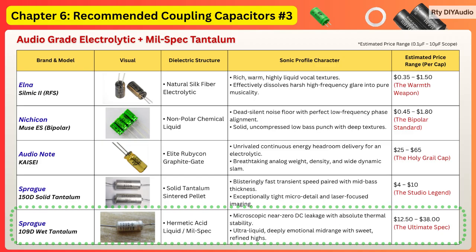Armored in a hermetic acid-liquid Mil-Spec casing, this elite package seals direct current leakage down to absolute near zero, with supreme thermal stability, introducing an ultra-liquid, deeply emotional mid-range with sweet, highly refined highs. Match these chemical blueprints precisely to your circuit topography, select your rated voltage with strict technical precision, and unlock the absolute performance threshold of your amplifier hardware.